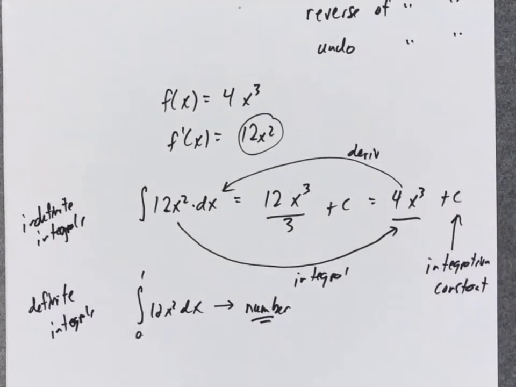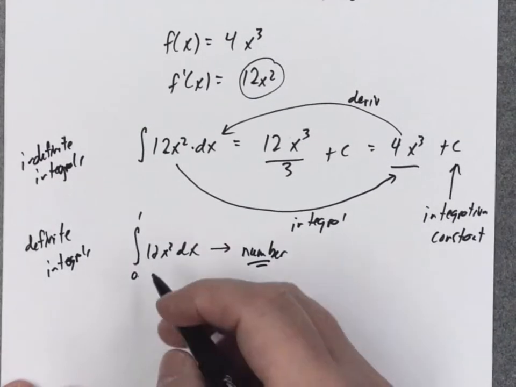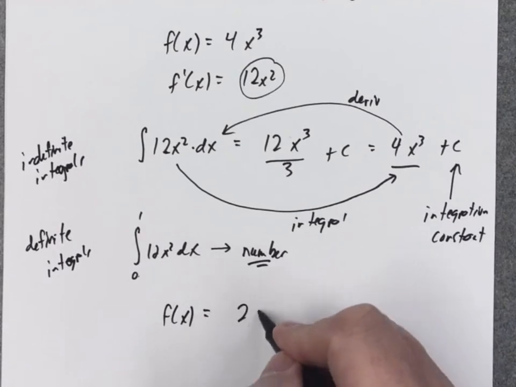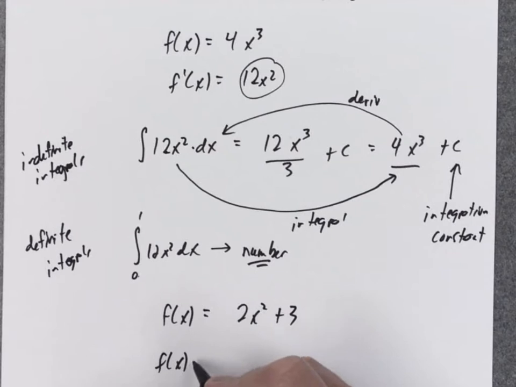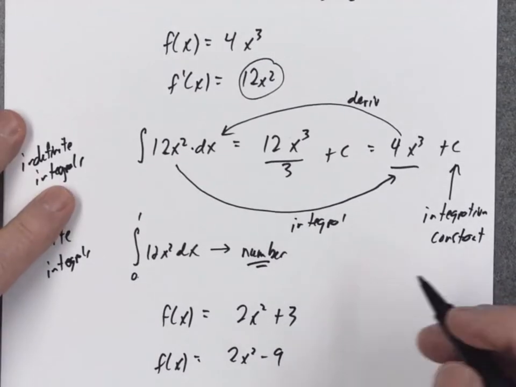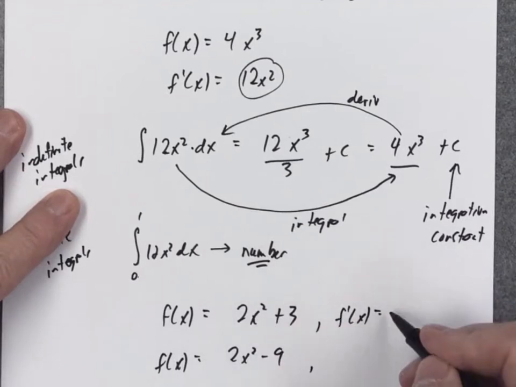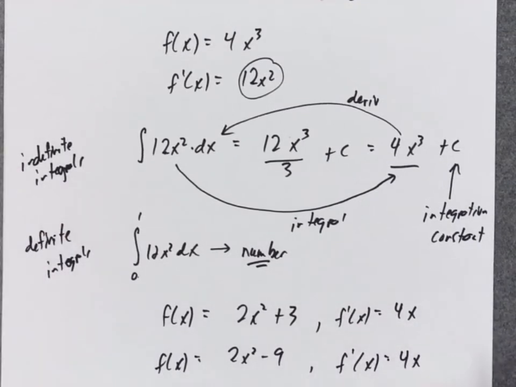Now let me sort of do a quick demonstration of why we add this plus c. Let's just start back with two functions that look a lot alike. Pretty simple functions. 2x plus 3, and then 2x squared plus 3, and then 2x squared minus 9. I'm going to take the derivative of both of these. So this first one is going to be 4x, and the second one is also 4x.